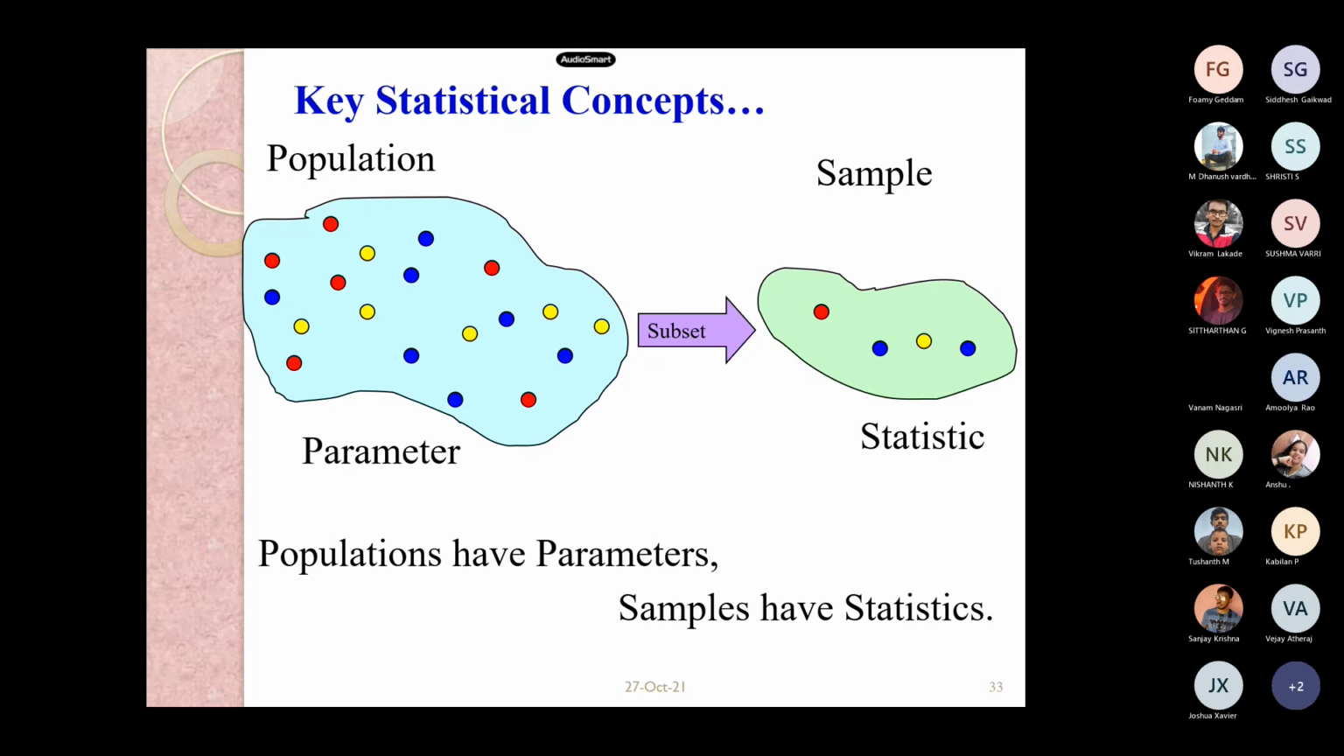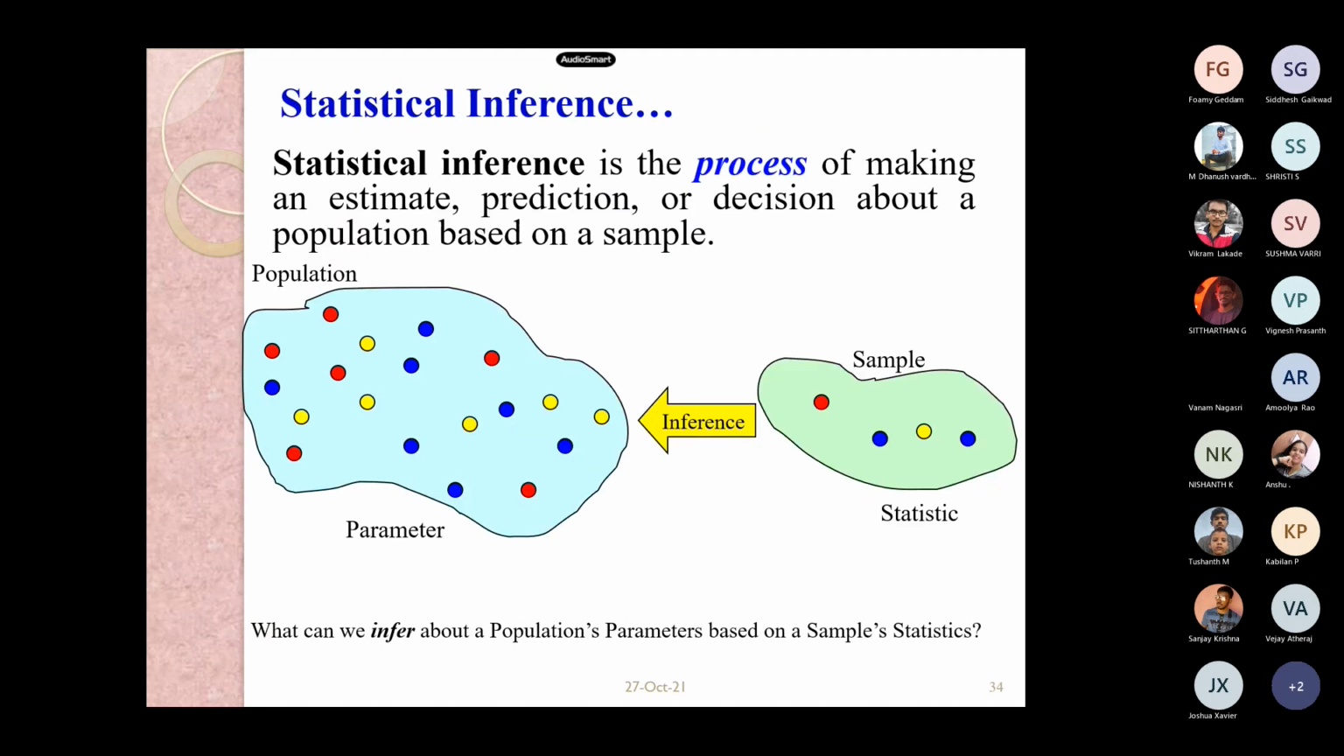Your sample should cover all these boundaries. Then only your statistical data will be reliable. The population has parameters and the sample has statistics. Statistical inference is the process of making an estimate, prediction, or decision about a population based on a sample. See, what we can infer about the population parameter is based on the sample statistics.